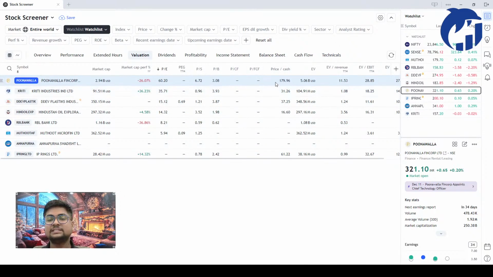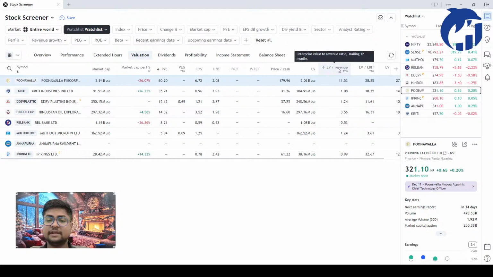These are the book ratios of the stock. And price to cash, if we see, Poonawalla has the highest price to cash, 179.96. If you look at the EV, right, enterprise value, $5.06 billion USD for Poonawalla, right? So enterprise value is more than the market cap of Poonawalla.